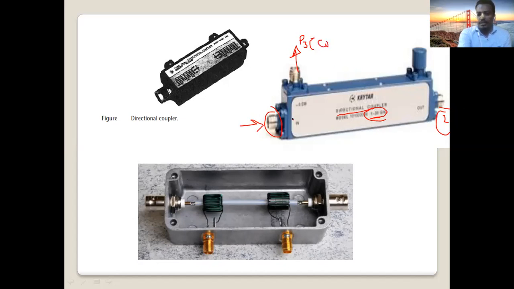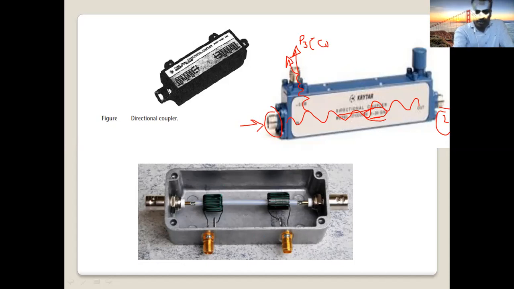So a signal transmits directly from port 1 to port 2 through this device, but a small part of the signal also goes to port 3 by coupling. So the input signal is divided into two parts. Direct transmission, and a small part of the signal, not too much, coupled to another port, which we call the coupled port, P3.